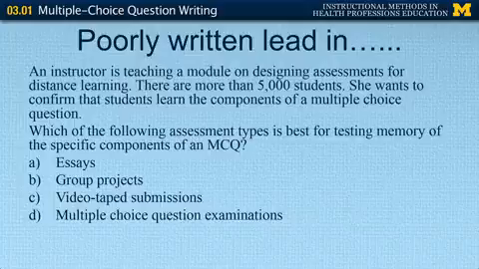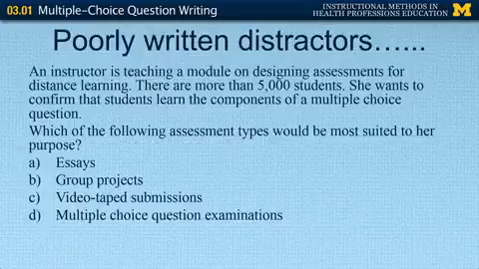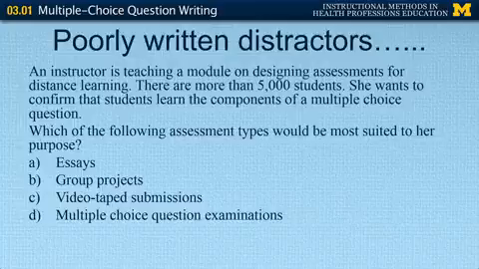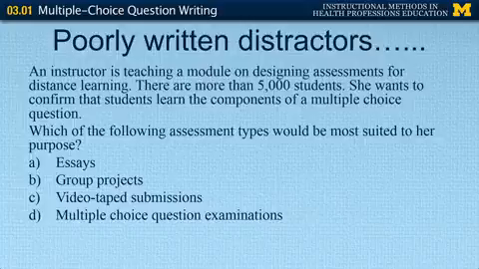I said she wants to confirm that students learn the components of a multiple choice question. And then the lead-in says, which of the following assessment types is best for testing memory of the specific components of a multiple choice question? Again, you don't need the vignette. You can put your hands over the vignette and just read the lead-in question. So that's poorly written. To continue on this journey of poorly written questions, these distractors are actually also not the best. And the reason why is they're kind of vague.